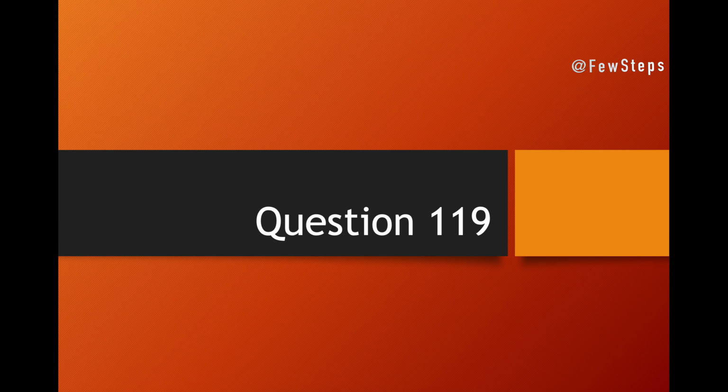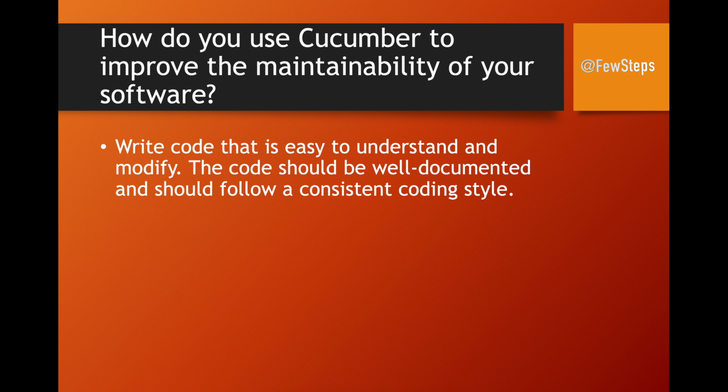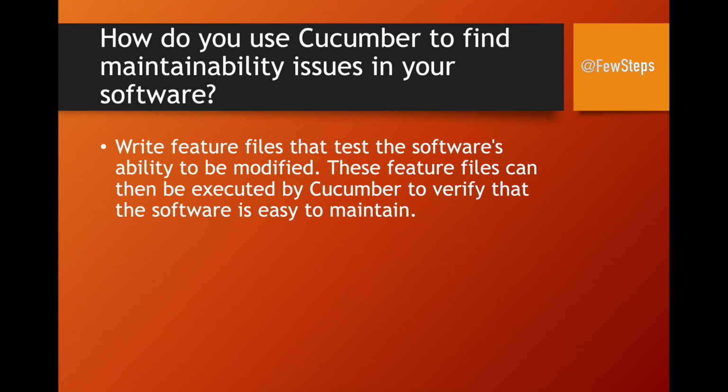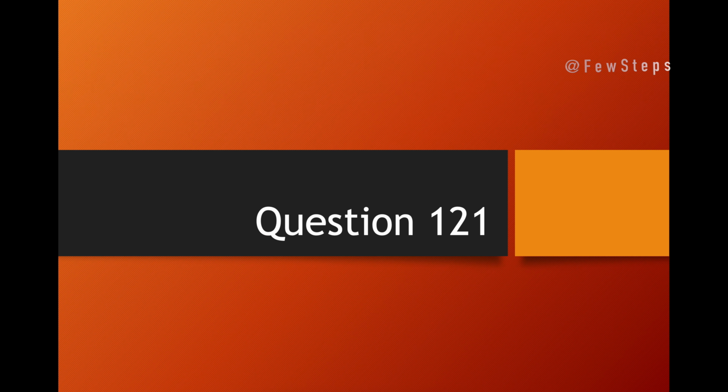Question 119. How do you use Cucumber to improve the maintainability of your software? Write code that is easy to understand and modify. The code should be well documented and should follow a consistent coding style. Question 120. How do you use Cucumber to find maintainability issues in your software? Write feature files that test the software's ability to be modified. These feature files can then be executed by Cucumber to verify that the software is easy to maintain.